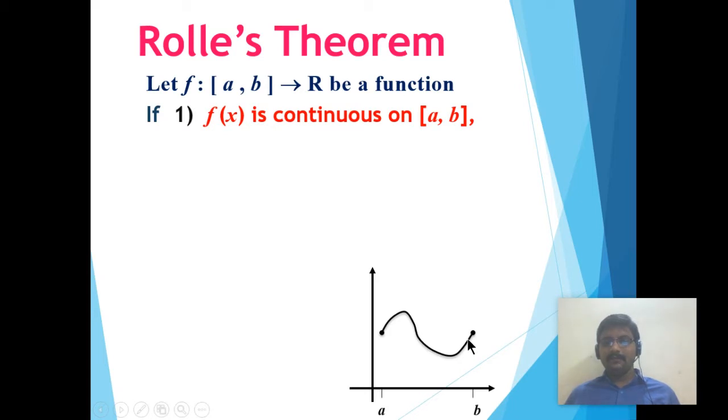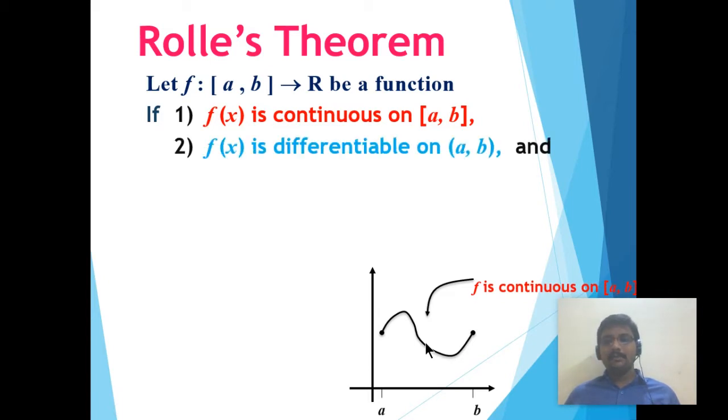Continuous means f is well defined, and at every point of closed interval a comma b, the curve is well defined, with the diagram of the curve having no breaks at all. So clearly this is the curve y is equal to f of x, no breaks at all. Such a curve is a continuous curve. So f is continuous on closed interval a, b, and f is derivable or differentiable on open interval a, b.